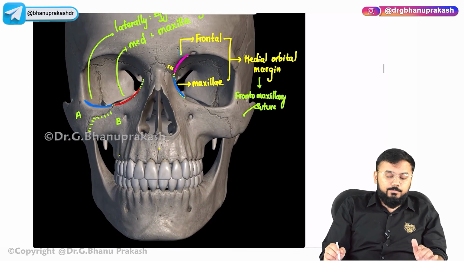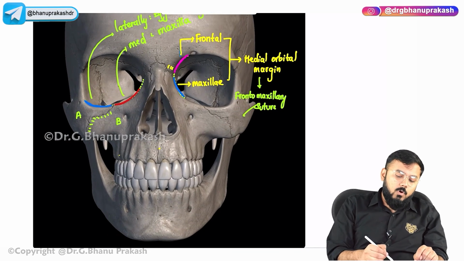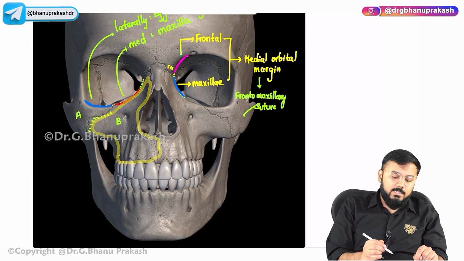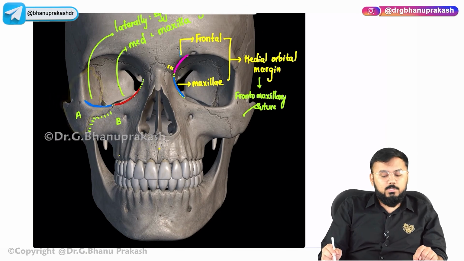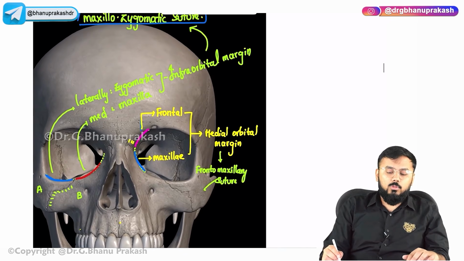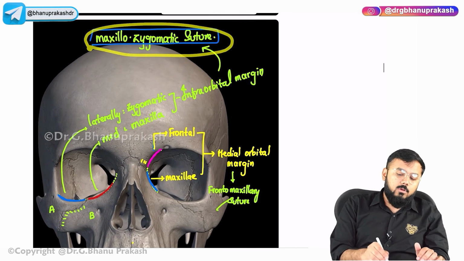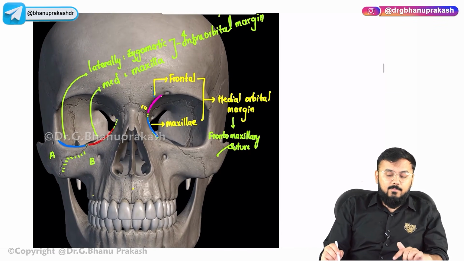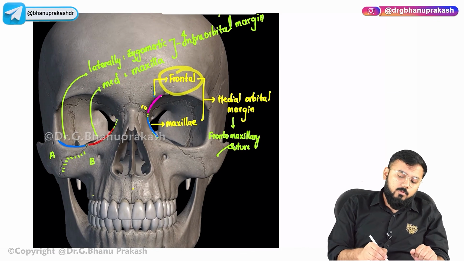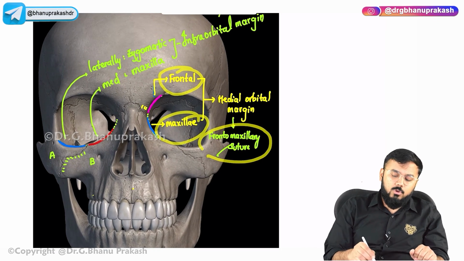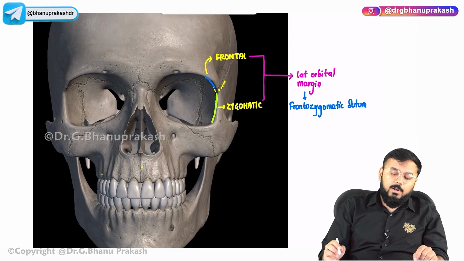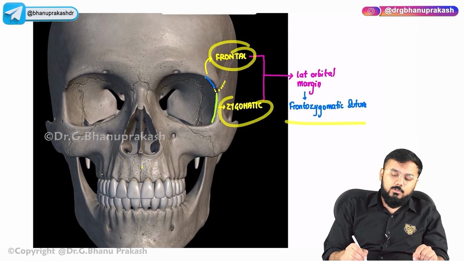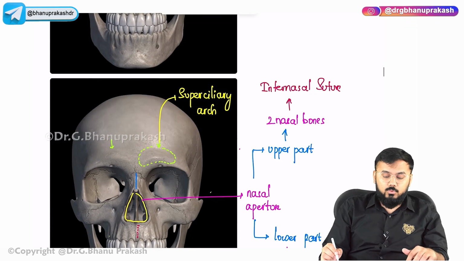Okay. Next, the lower part is formed by two bones. See, this particular bone over here is called as your maxilla, and this particular bone over here is called as your zygomatic. And the suture between both of them is called as maxillozygomatic suture. In the same way, the medial part is formed by frontal and maxilla, and the suture is called frontomaxillary suture, right? And here the lateral part is formed by frontal and zygomatic, and the suture is frontozygomatic suture.